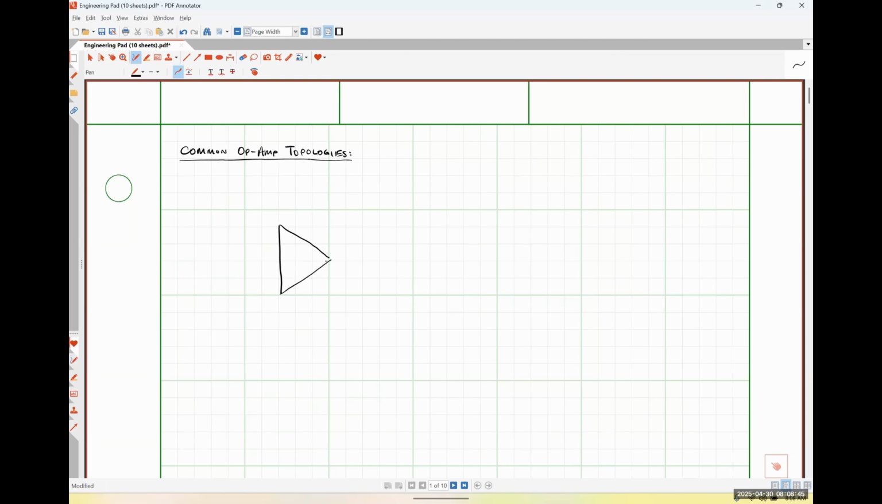So I'm starting with my basic op-amp. I'm going to choose to put the inverting input terminal on top and the non-inverting input terminal on bottom, like so. Here is my output terminal, and I'm going to apply my feedback path, like so. And I'm going to call this resistor, let's call it RF, for feedback resistor.